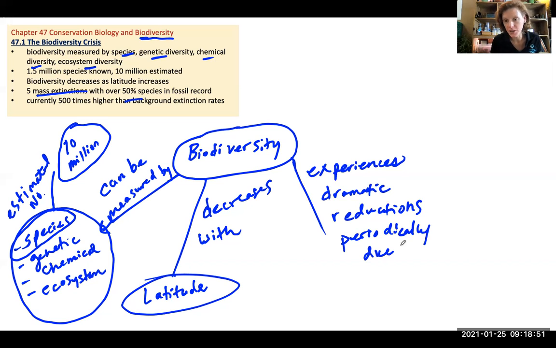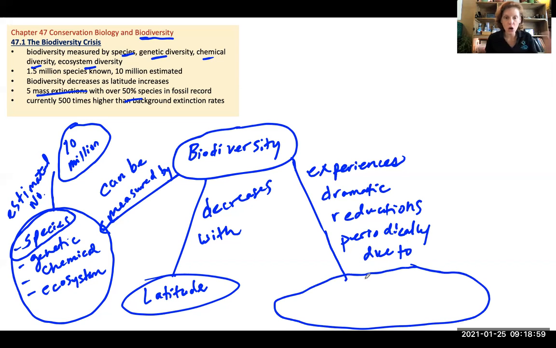Due to, and then I'm going to put, so here's like, this is probably not intuitive. A lot of the examples you'll see online, the linking terms are just a word or two, which is fine. But I find that if you're going to go back and study, it's helpful to actually have the context. And if I need to write it out, then I'm going to write out several words. So biodiversity experiences dramatic reductions periodically due to extinction events.